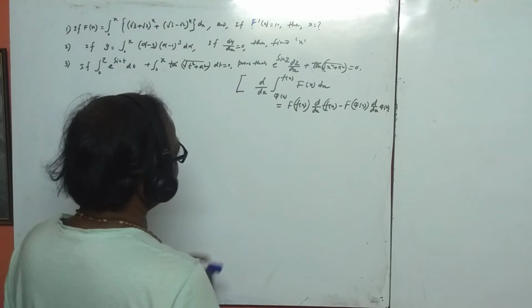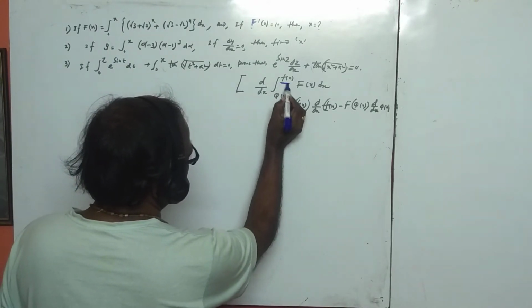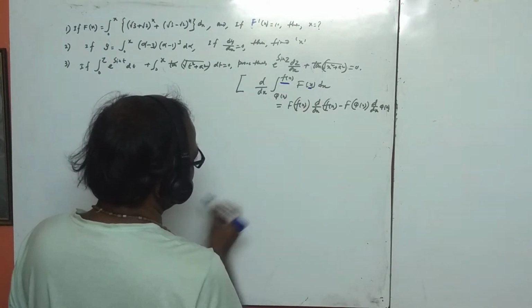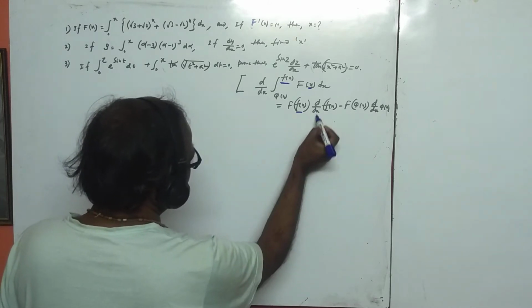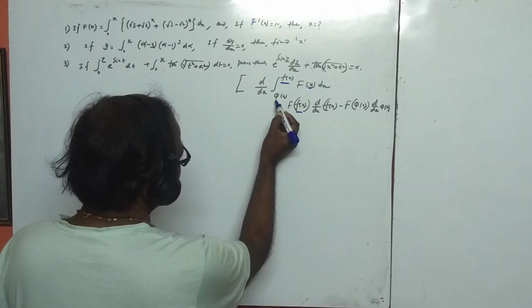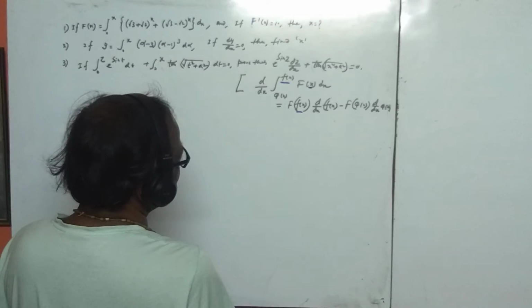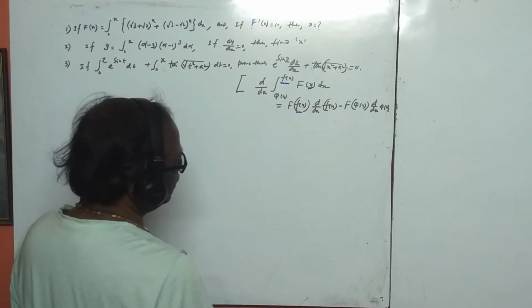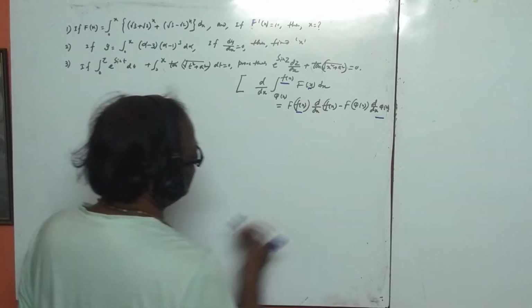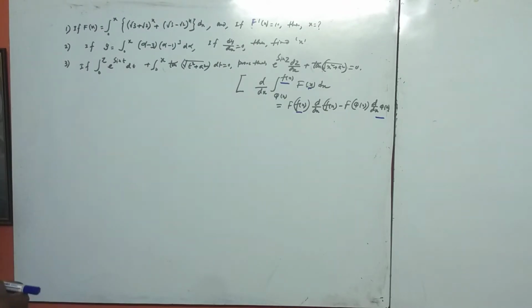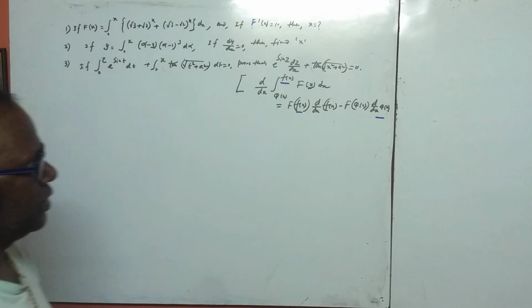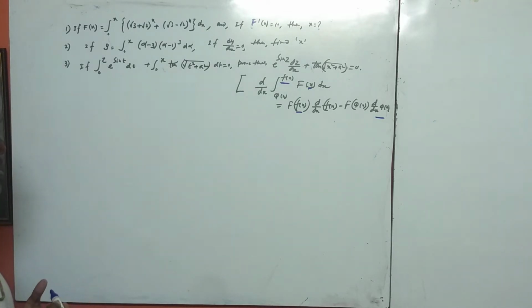So the rule here: this is f of x. Put the upper limit function of x here, and then d/dx of that function of x, minus, same as this, the lower limit phi of x. Put phi of x in f of x here and d/dx of phi of x. These are the rules. Sometimes the integral cannot be integrated easily, so sometimes we have to use differentiation by these rules.